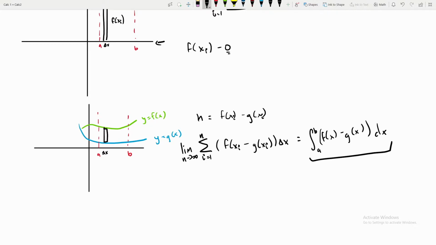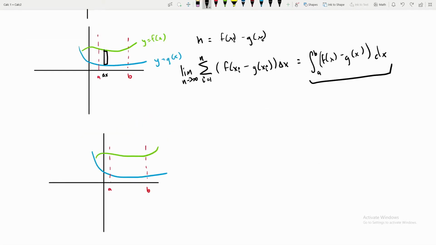Now I'm going to show you another way of thinking about this integral. If this Riemann sum approach didn't really make much sense, here is another visualization of the area in between two curves. Let's say we are given the same question and we are asked to compute the area between y equals f of x, which is this green curve, and the blue curve, y equals g of x.